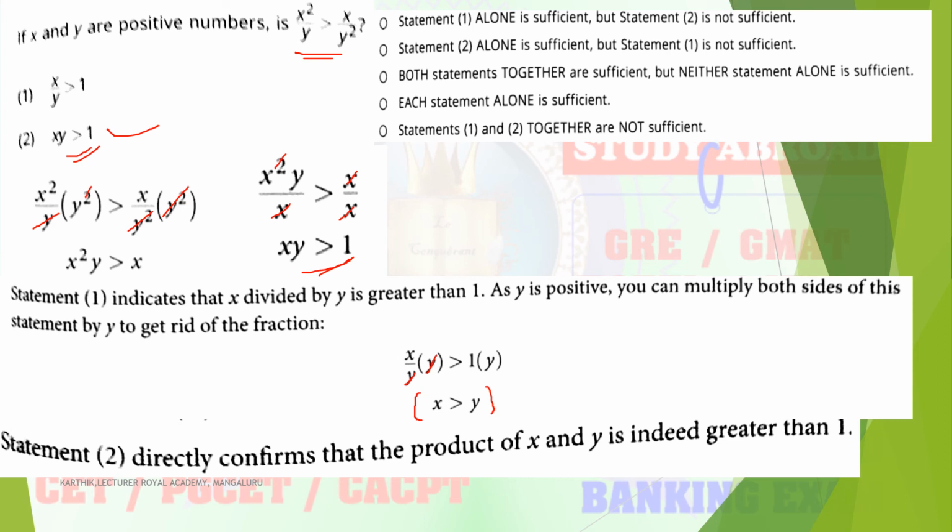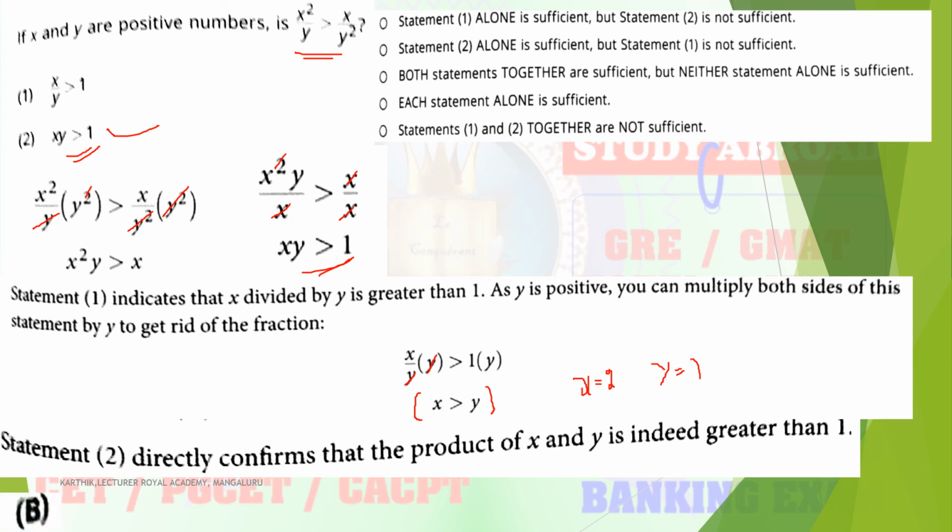So choose x is equal to 2 and y is equal to 1. Any value you can choose for x and y, because x and y are positive numbers. So I will choose x is equal to 2, y is equal to 1. Any value you can choose, and you should follow the trial and error method. So the first statement alone is not sufficient to get the answer.